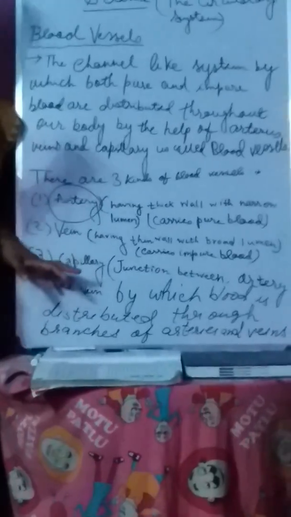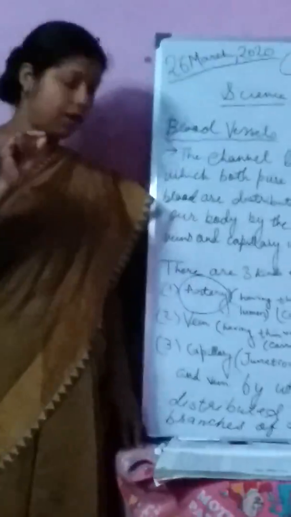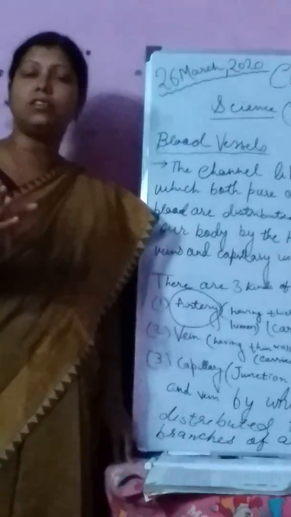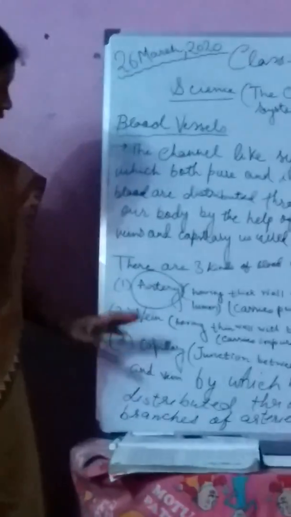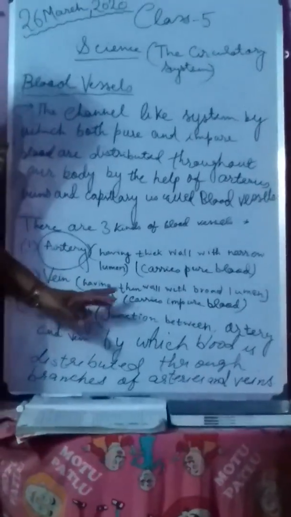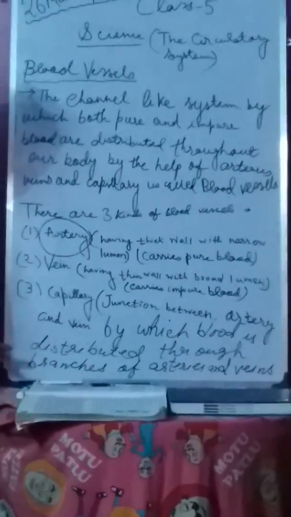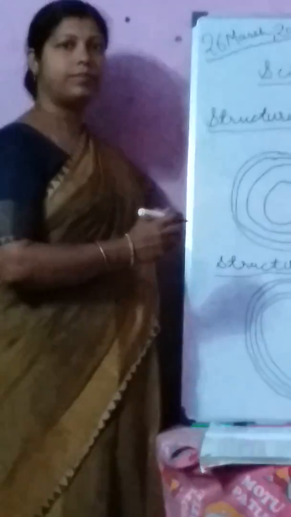Now I am going to explain to you about capillaries. From the arteries, many branches come out. The point from where the branches come out is known as the junction. Capillaries are extremely thin walled. They help to carry blood to every cell of the body in order to supply it with oxygen and nutrients. You see the definition here I have written. Capillary is the junction between artery and veins by which blood is distributed through branches of arteries and veins.